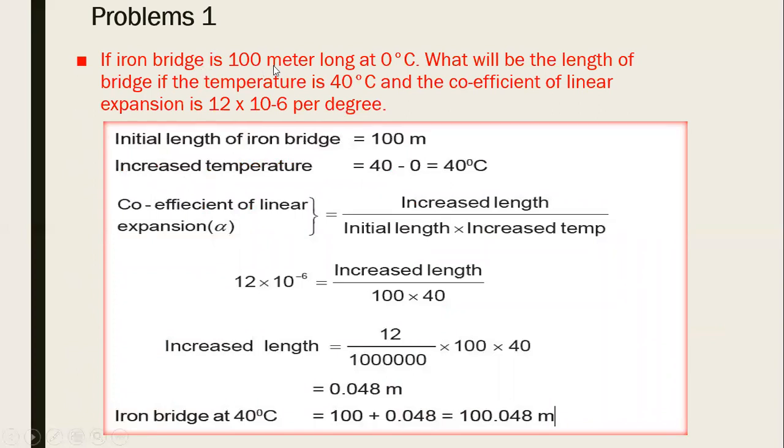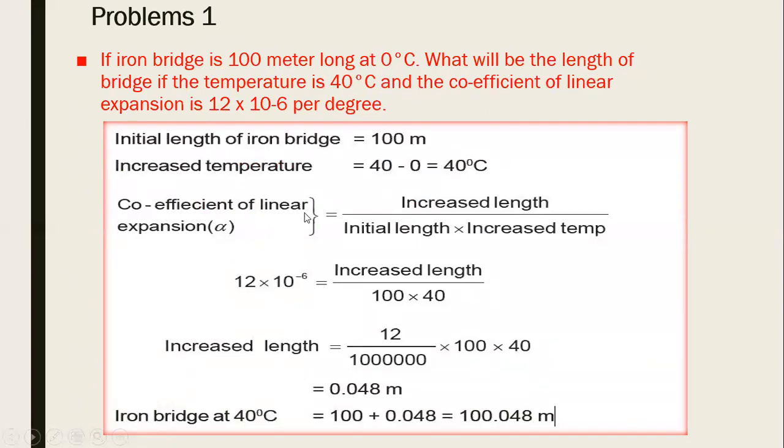If an iron bridge is 100 meters long at 0 degrees Celsius, what will be the length of the bridge if the temperature is 40 degrees Celsius and the coefficient of linear expansion is 12 into 10 raised to minus 6 per degree? So what is the initial length? It is 100 meters. The first temperature is 0 degrees, the second is 40 degrees. The increase in temperature is T2 minus T1, 40 minus 0, which is equal to 40 degrees Celsius.